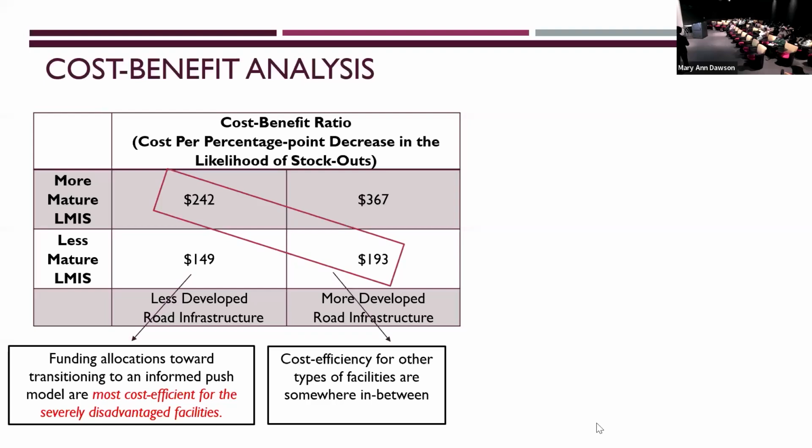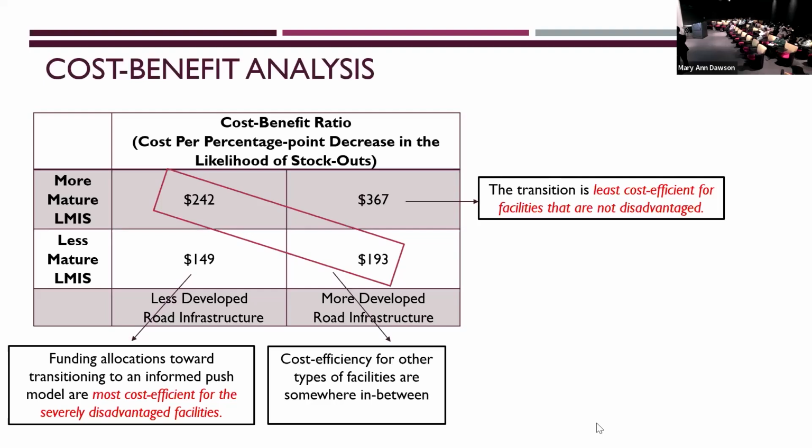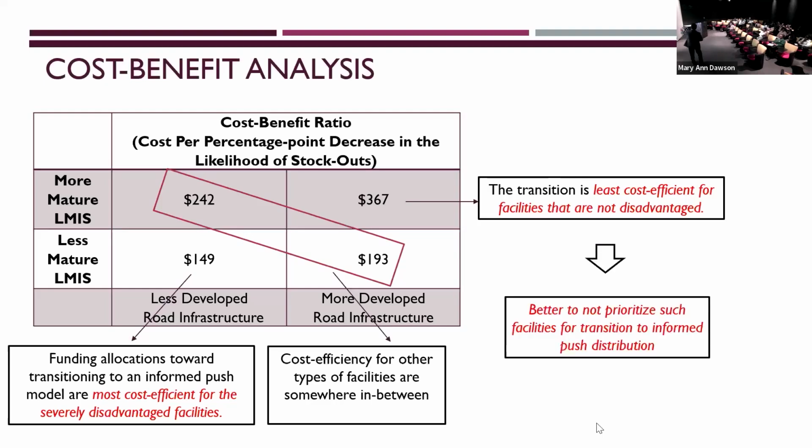For the other combinations, the cost efficiency is somewhere in between. And facilities that are not disadvantaged, that's where it is actually least cost efficient, right? So if you're going to roll out this model, those are the facilities that should receive the last priority when it comes to implementation. That's why one of our implications is that it is better to not prioritize such facilities for informed push transition.